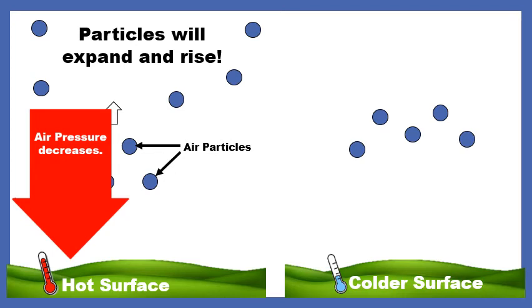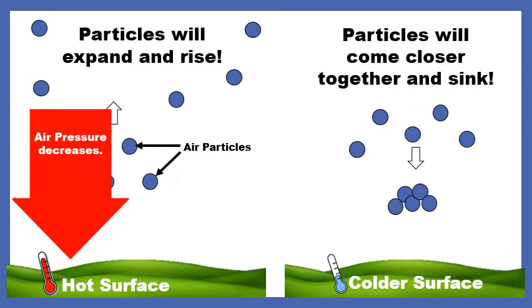Now, the exact opposite is going to happen with a colder surface. So maybe you can take 30 seconds and take a guess at what will happen. It's going to be the complete opposite of what happens at a hot surface. So I've got a cold surface. These little blue air particles are getting chilly. So what happens is they're going to come closer together. And as they become closer together, they become more dense and they will start to sink.